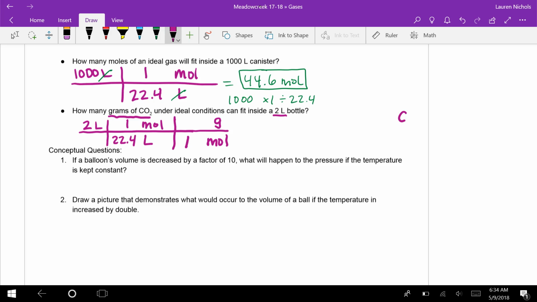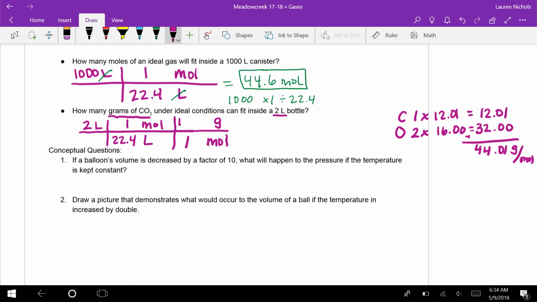So we have CO2. So let's figure out the molar mass. We have 1 carbon and 2 oxygens. We multiply them by their mass on the periodic table. So carbon is 12.01, oxygen is 16. So 1 times 12.01 is 12.01, and 2 times 16 is 32. And when we add them together, we get 44.01 grams per mole. And so we see that that 44.01 should go right here, 44.01.